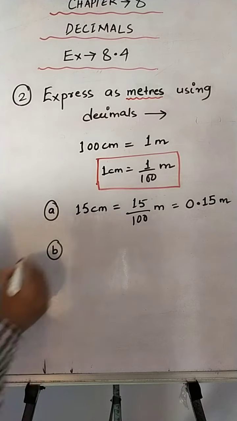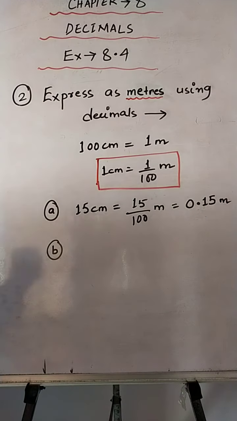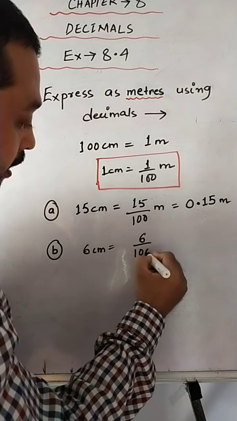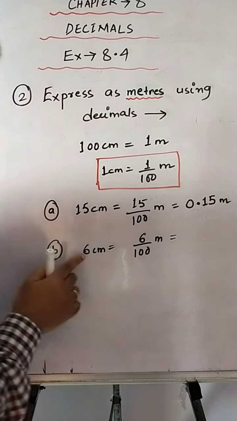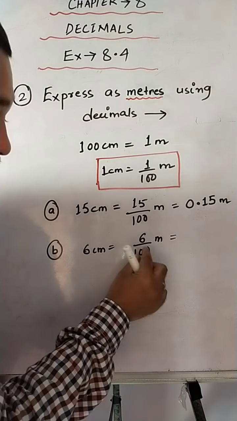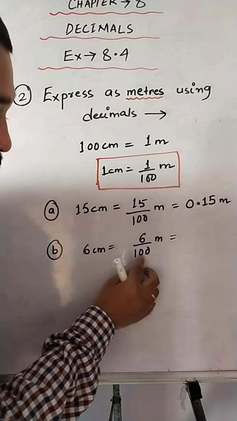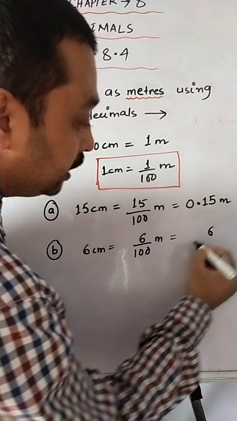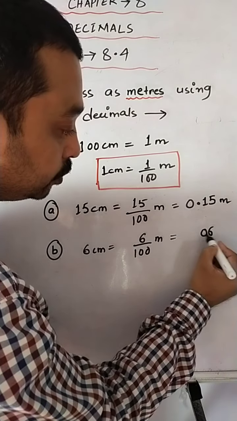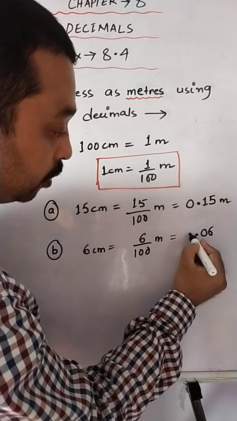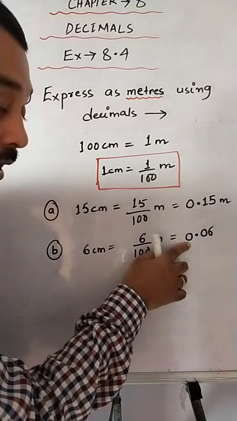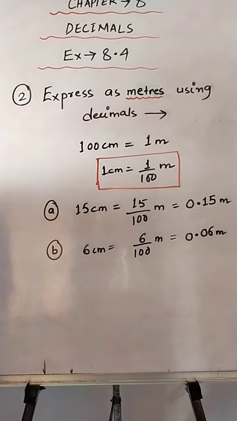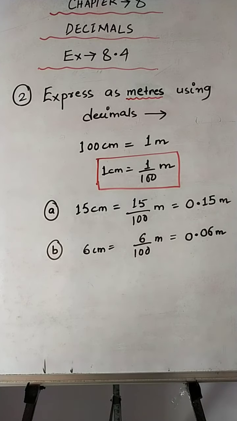Let's do sum number B. Now what we have in sum number B is 6 centimeters, students. So 6 by 100 meter, we have to divide this number by 100, isn't it? Now convert it into the decimal form. So 2 zeros are there, but only 1 digit is there. So how to fill that gap? With 0. So now 2 digits are there, put the decimal. Now the whole number form should not be empty, so we have to put 0 here. So 0.06 is the required answer.